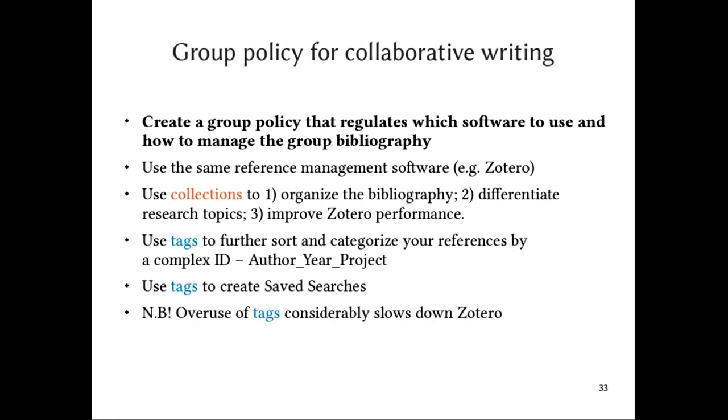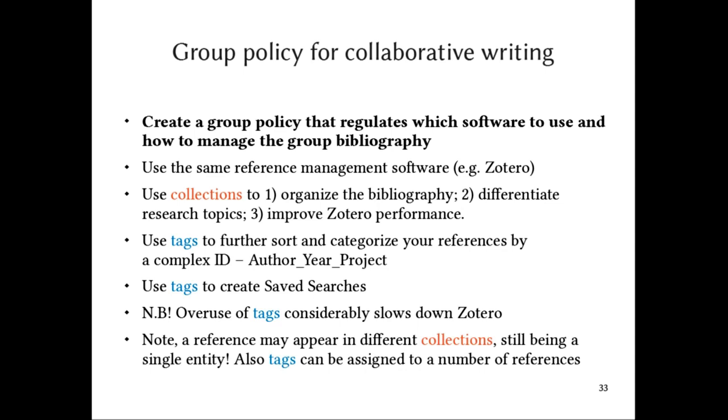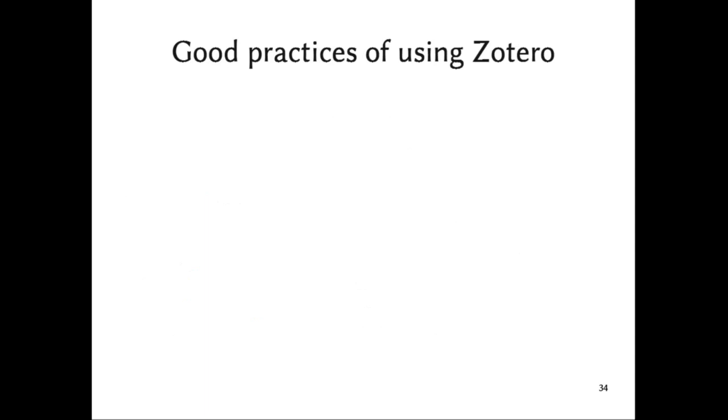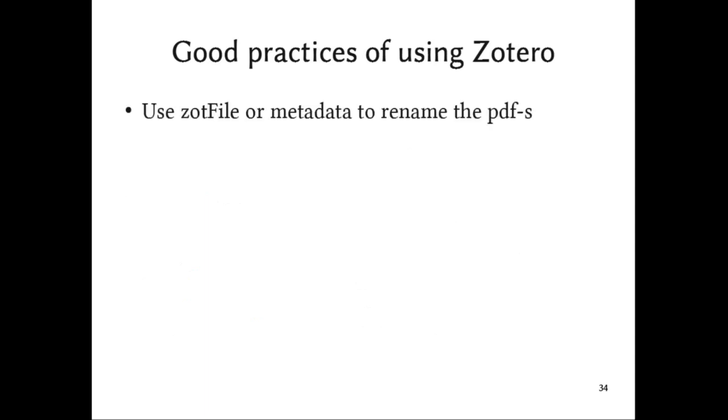But it used to be so that tags considerably slowed Zotero. Now it's not the issue. And lastly, note that a reference may appear in different collections, still being a single entity. Yes, indeed. So you can put your articles, entities, into different collections. Also, tags can be assigned to a number of references. Try to use all these tools, and you will find out that keeping an order is actually a very simple business.